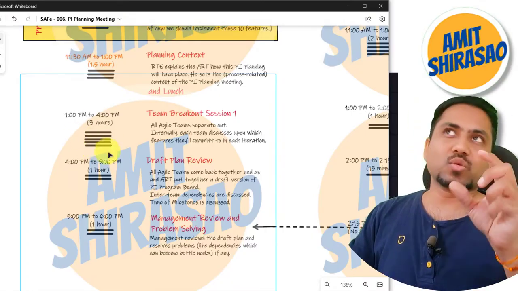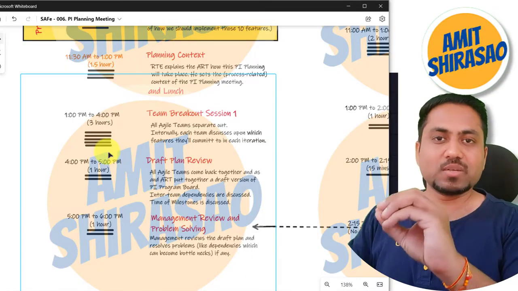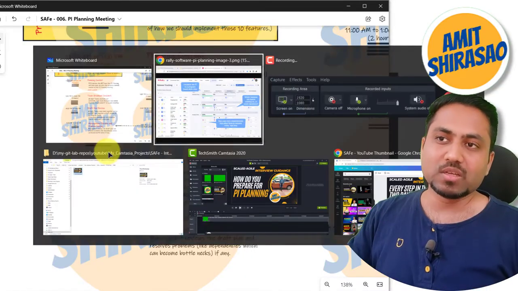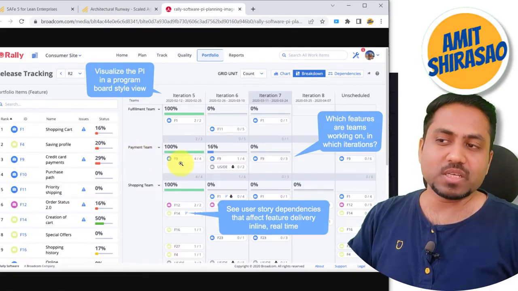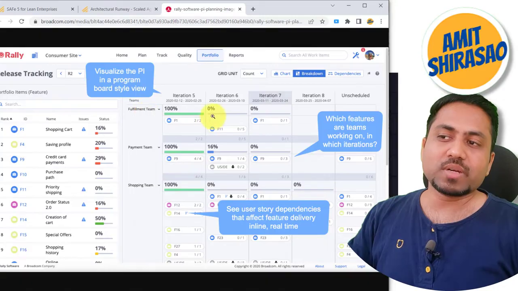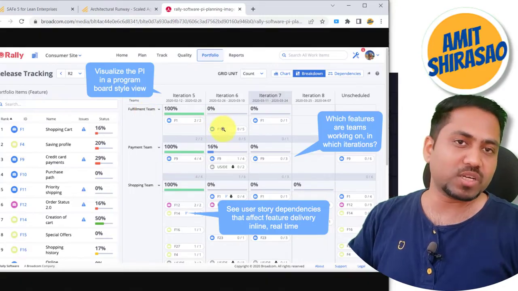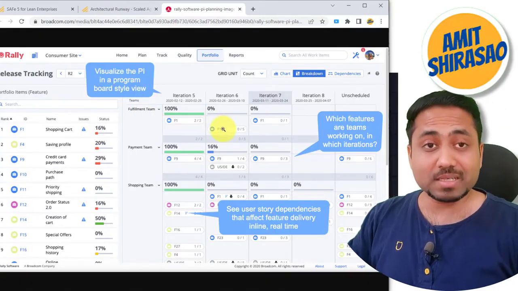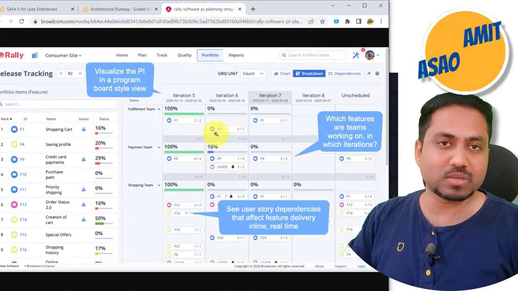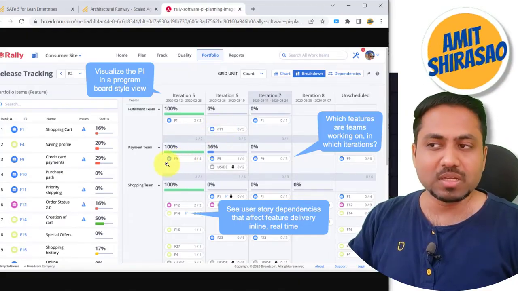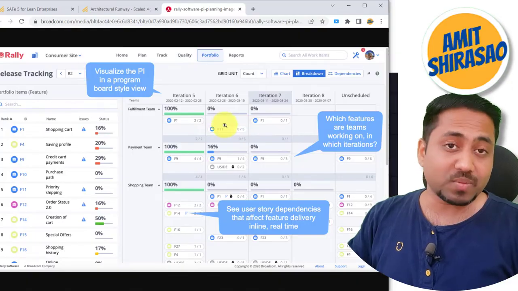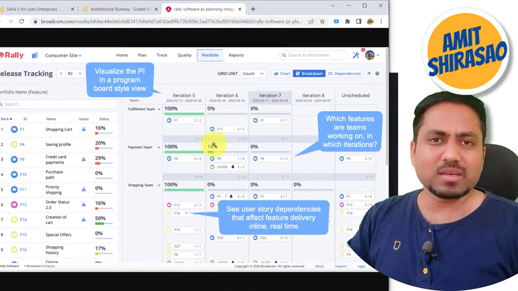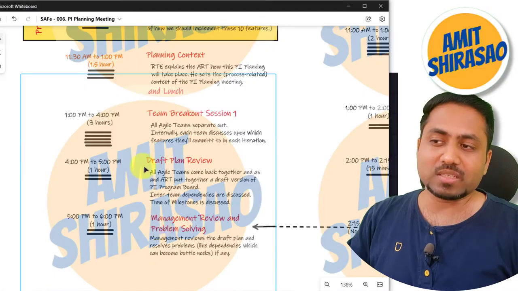Like, this story which team A is doing is dependent on another story that team B is doing. So team B, let us say this payments team, has to complete this particular piece before the fulfillment team can do this particular story, okay? If that is the case, how will you track those dependencies, and how will you see to it that the payments team completes everything that is required for this feature to be picked up by the fulfillment team? That kind of thing happens in the next meeting, which is called the draft plan review.